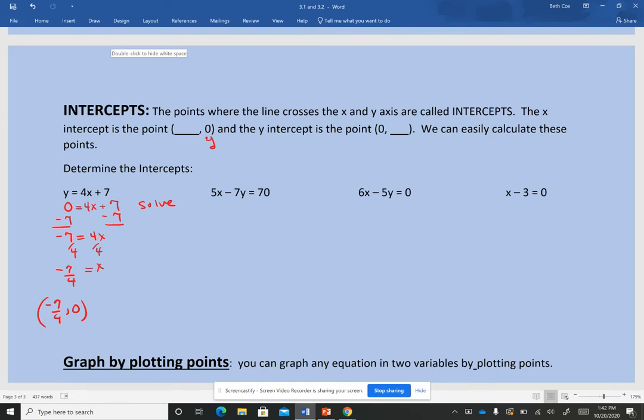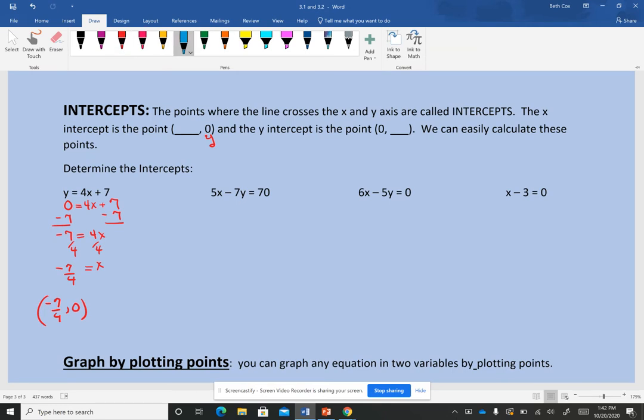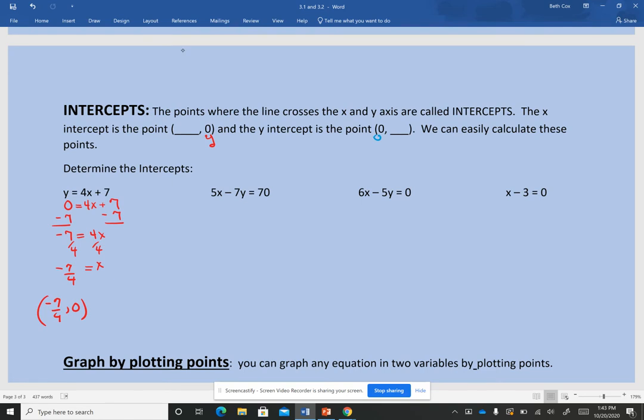And now I'm going to do the same thing. I'm going to go to a different color, and I'm going to do the other one. I'm going to plug in 0 for x. Okay. So I'm going to plug in y equals 4 times 0 plus 7. So that's 0 plus 7. So that's y equals 7. This is so much easier. So this time x was 0 and y was 7.